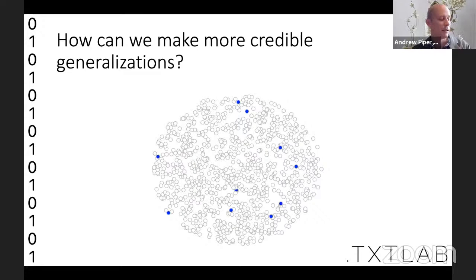So in the remaining few minutes of the talk, what I want to focus on is how we can make more credible generalizations, right? I've shown you how machine learning can be used to estimate the amount of generalization, and we can use this same process for anything that we're interested in: affect, emotion, fictionality, genre, style, whatever it is that you're interested in understanding, you can use machine learning for that process.